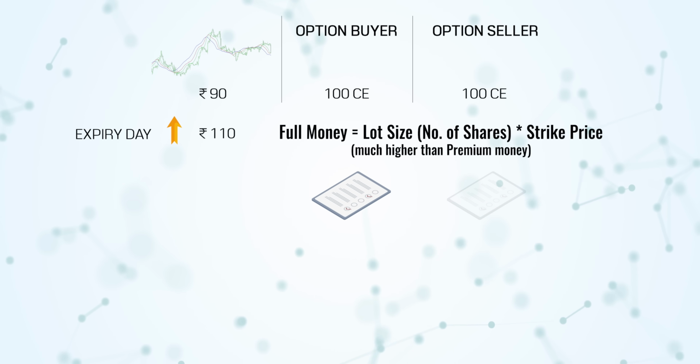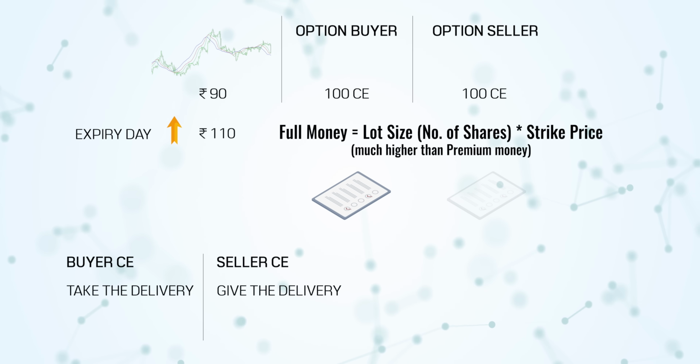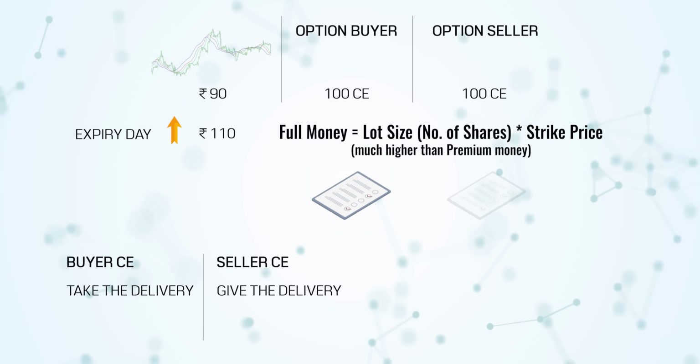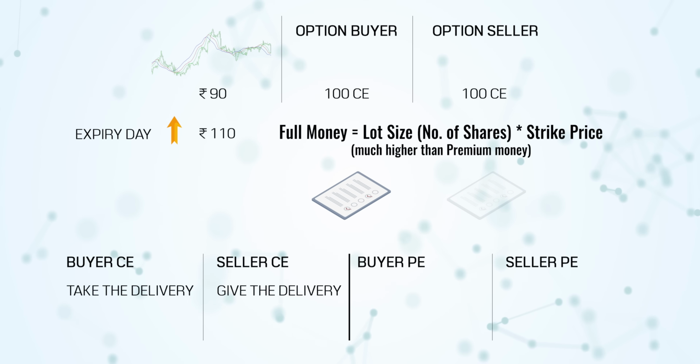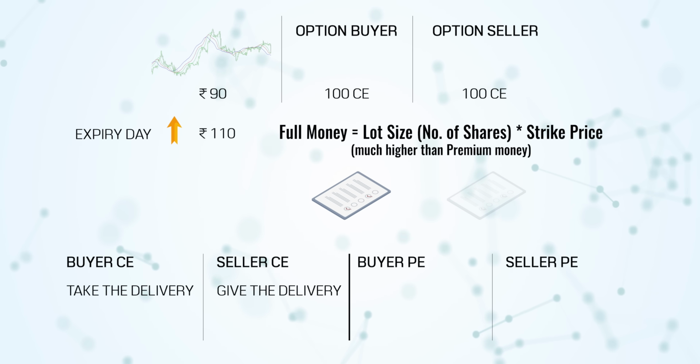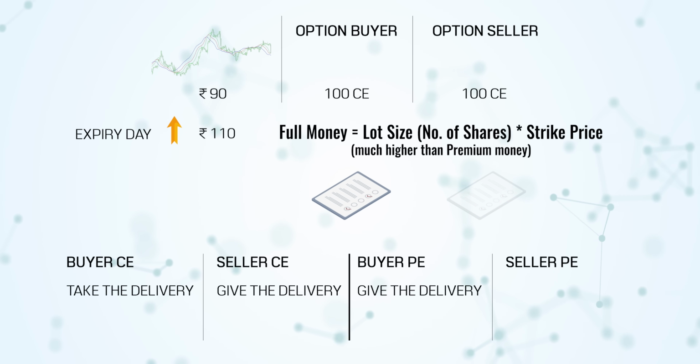So if you are a call option buyer, you will have to take the delivery, and if you are a call option seller, you have to give the delivery if the option goes in the money. Just opposite in the case of a put option. If you are a buyer of a put option, you have to give the delivery. If you are a seller of a put option, you have to take the delivery.